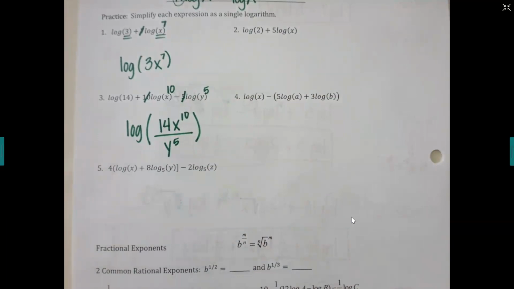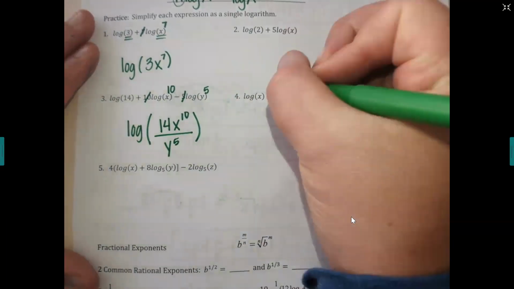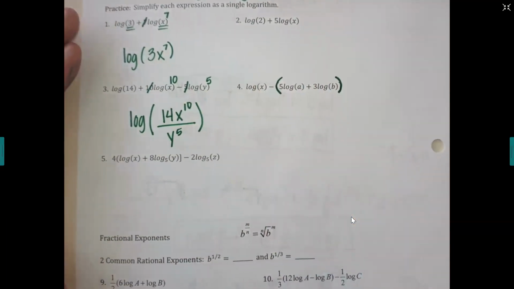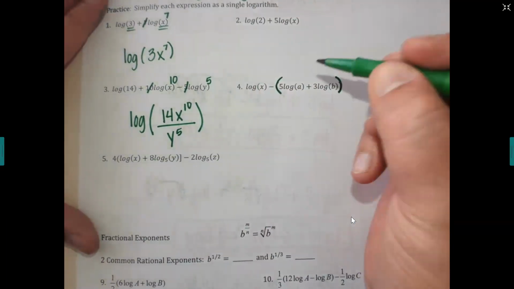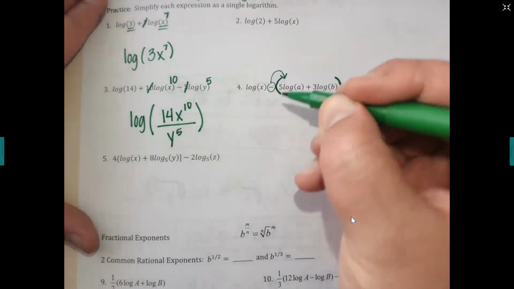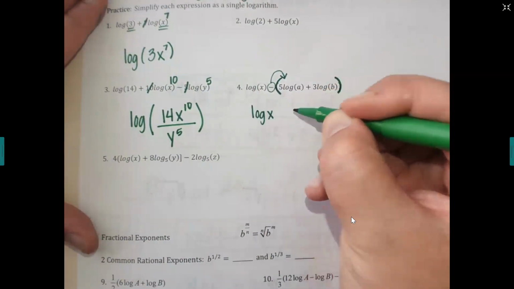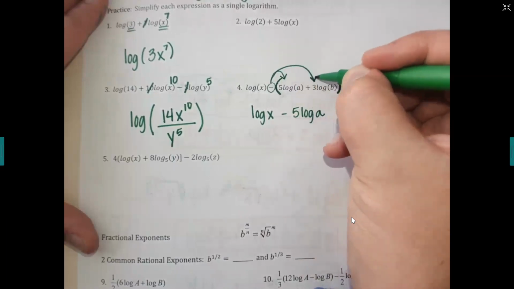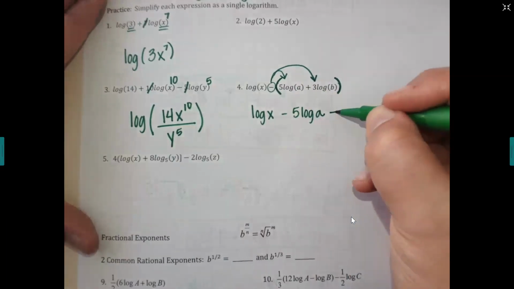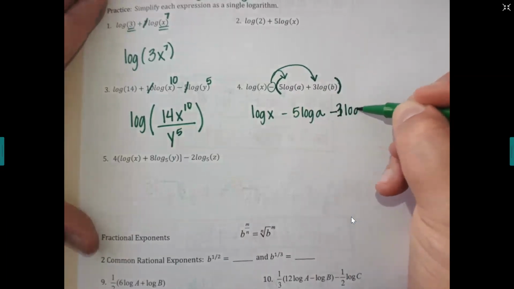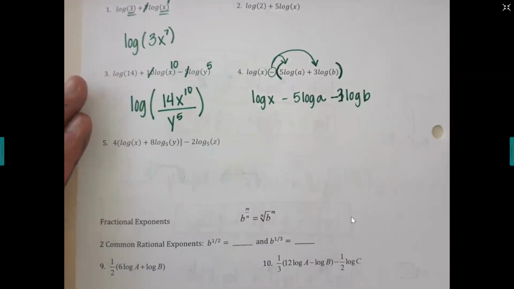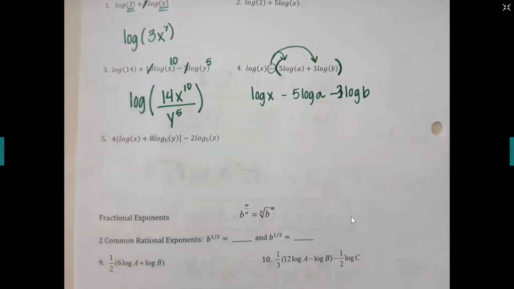Now, take a look at number 4. Before I do anything, I'm going to deal with these parentheses here. Those parentheses tell me that I need to distribute. What am I going to distribute on number 4? The subtraction here. So that's going to be a log x minus a 5 log a. And then what happens when I minus on the 3 log b? Now it's a subtract 3 log b. Okay, so eliminate your parentheses first. Then follow the same steps. Which of those numbers can move up?